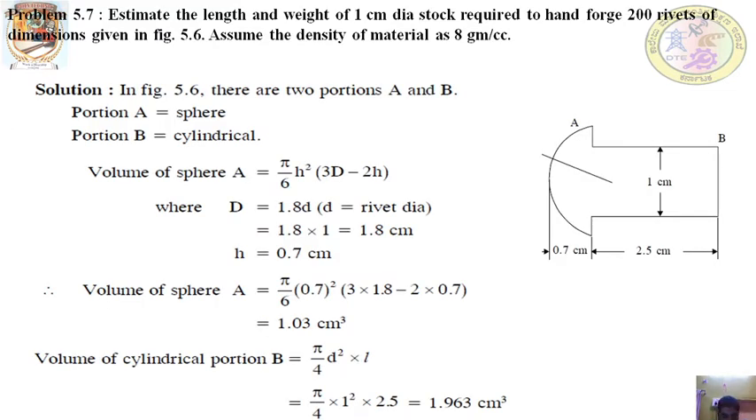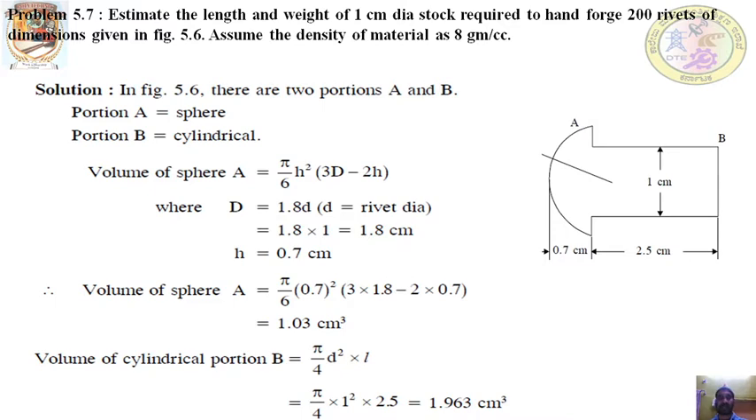Estimation in forging and foundry shop. So the next problem is: estimate the length and weight of the 1 centimeter dia stock required to forge 200 rivets of the dimensions given in the figure. Assume the density of the metal as 8 grams per centimeter cube. So you need to estimate the weight and length of the 1 centimeter bar stock.